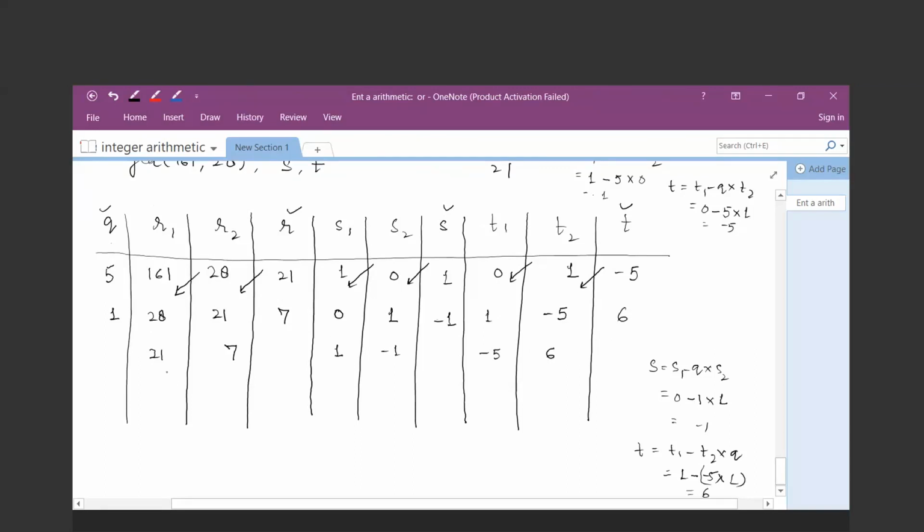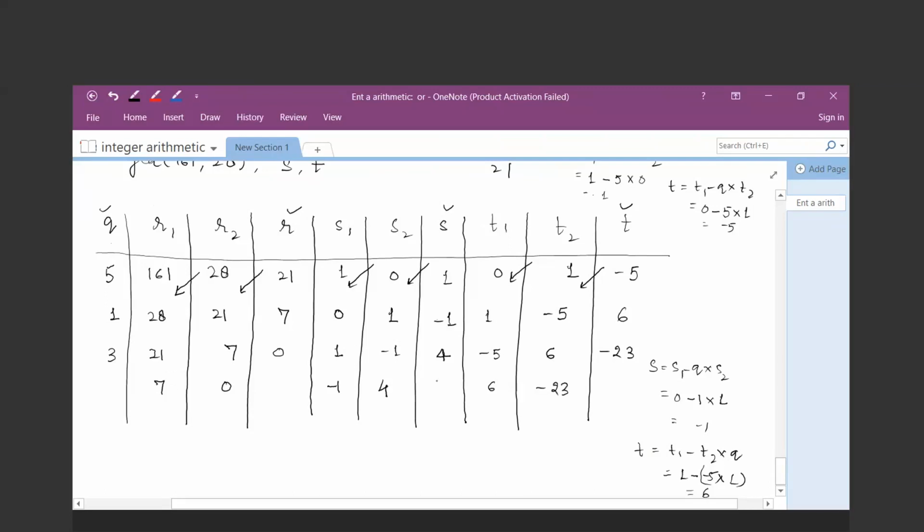Again you have to find the quotient. So the quotient is 3 and the remainder is 0. You have to find the value of S and T. You know how to do it, so I will directly write it here. The value of S is 4 and the value of T is 23. Again the left directional change. So 7 will be here and 0 will be here, and here will be minus 1 and it is 4, and here it is 6 and minus 23.